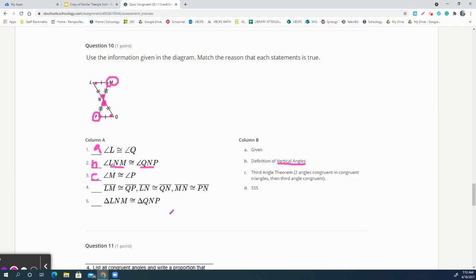And this one's a little tough. They're all marked, right? So that's also given because they're all marked. And then this last one, the reason those 2 triangles are congruent is side, side, side.